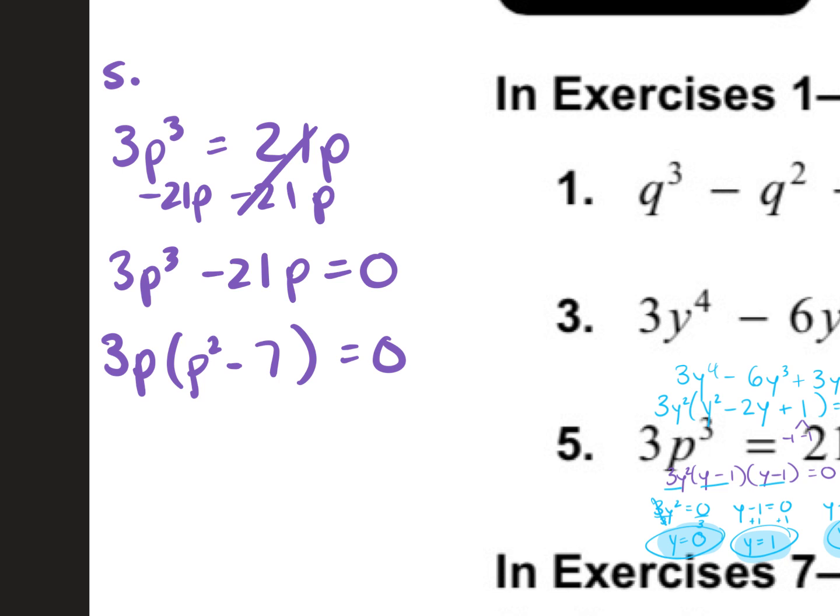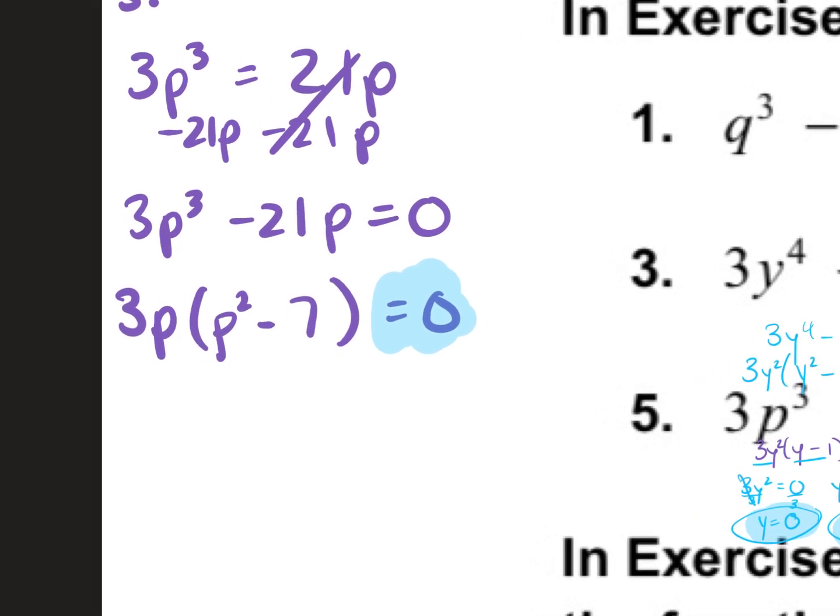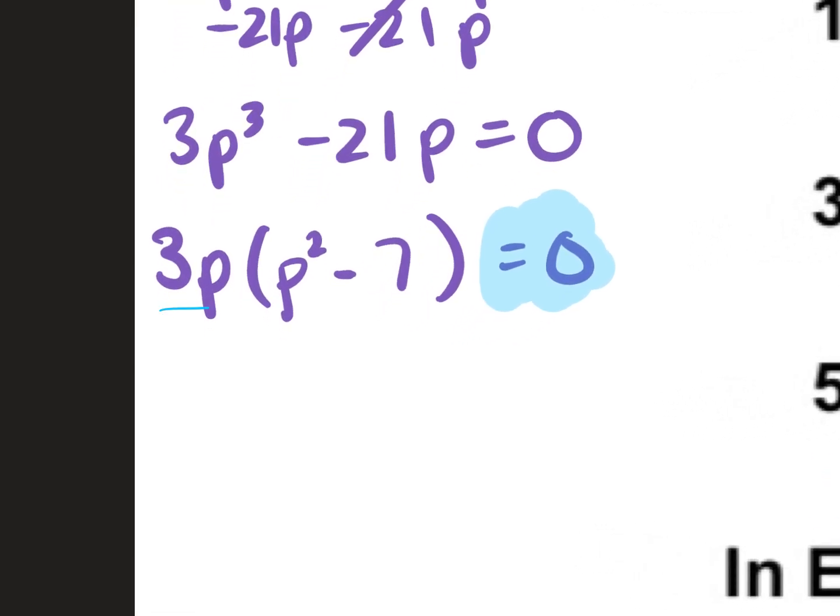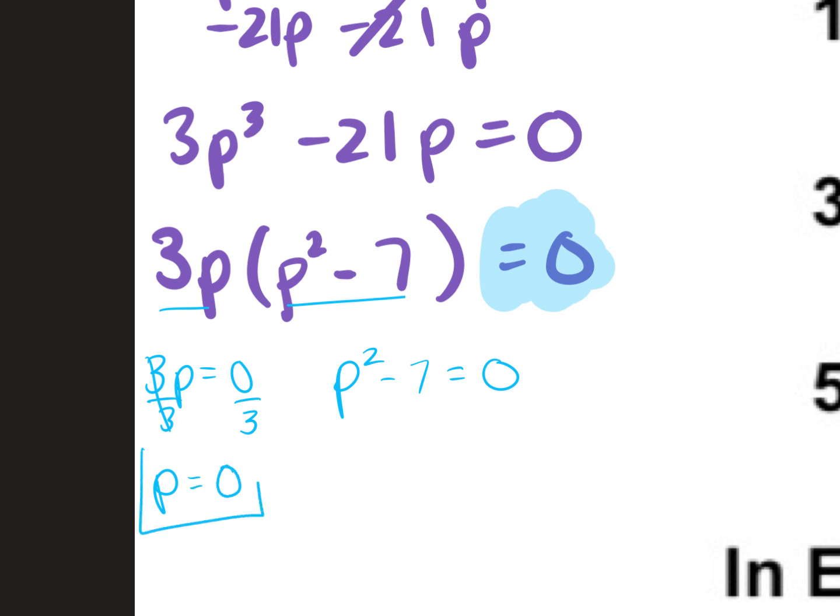Now here, all the questions in this section are equal to something, so we have to solve. So we factored it all the way. Now what would I do to solve? Set them equal to 0. So we set each factor equal to 0. So 3p is equal to 0, and p squared minus 7 is equal to 0. So to solve my first little equation here, 3p is equal to 0, what would I need to do? Divide by 3. So what does p equal? What's 0 divided by 3? 0. P is equal to 0.